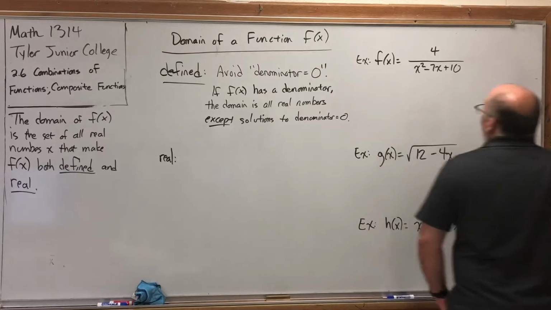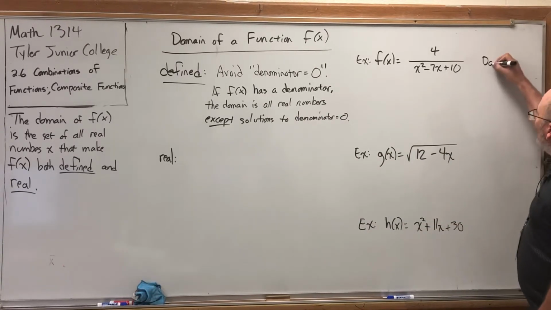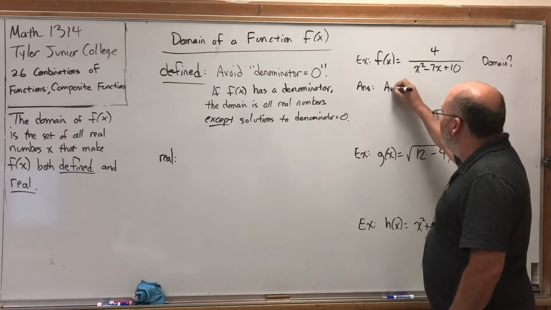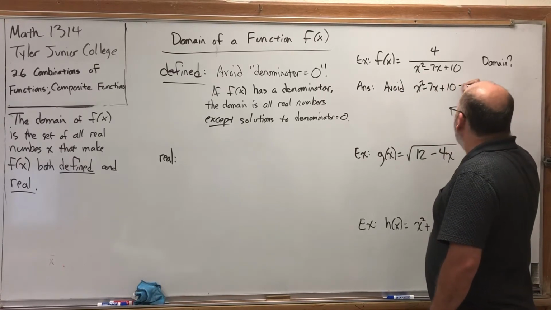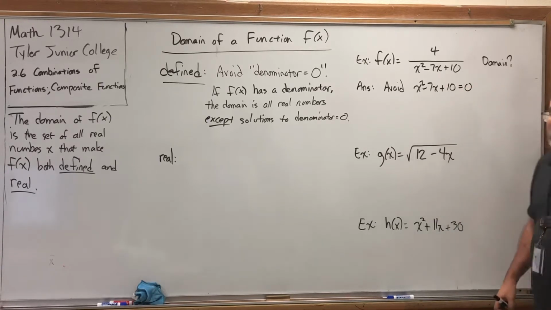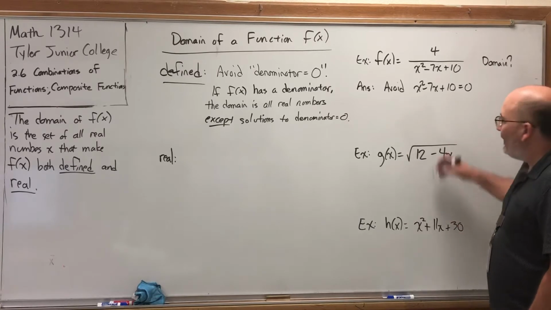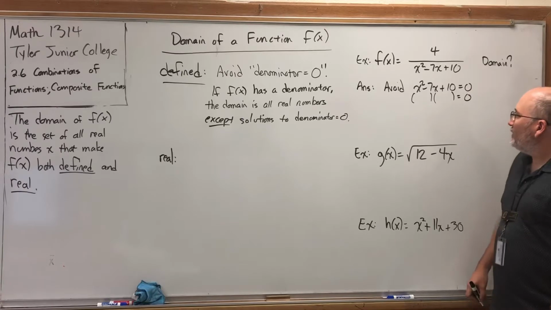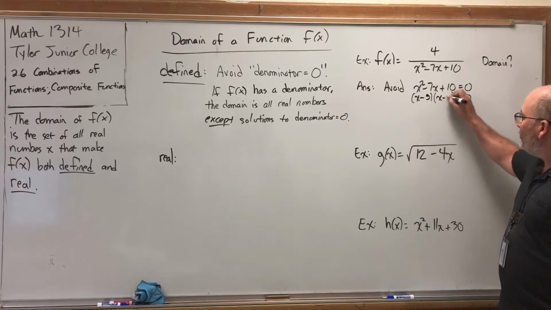F of x equals 4 over x squared minus 7x plus 10. With the question, what is the domain? Well, in order to answer that, we have to find the numbers that we want to avoid. And we want to avoid x squared minus 7x plus 10 is equal to 0. So let's figure out what those solutions are. Choose the technique of your choice. I'm going to factor this. You're welcome to use the quadratic formula. X squared minus 7x plus 10 will factor into x minus 5 and x minus 2.